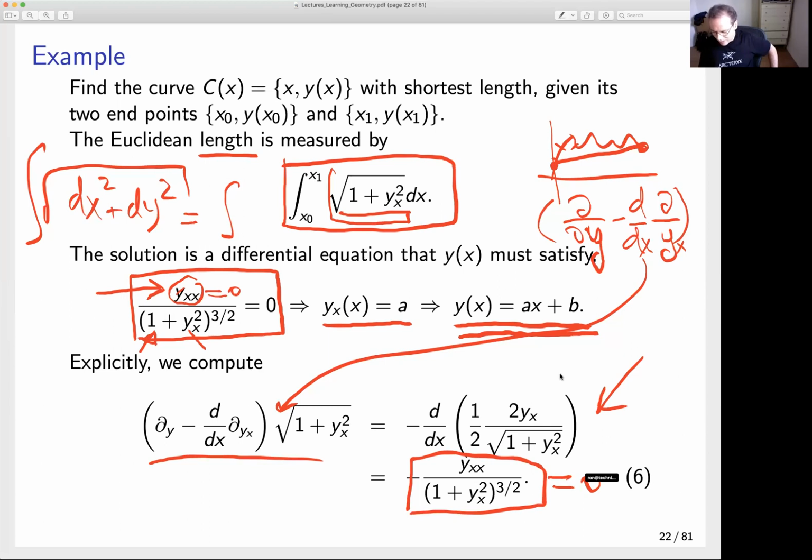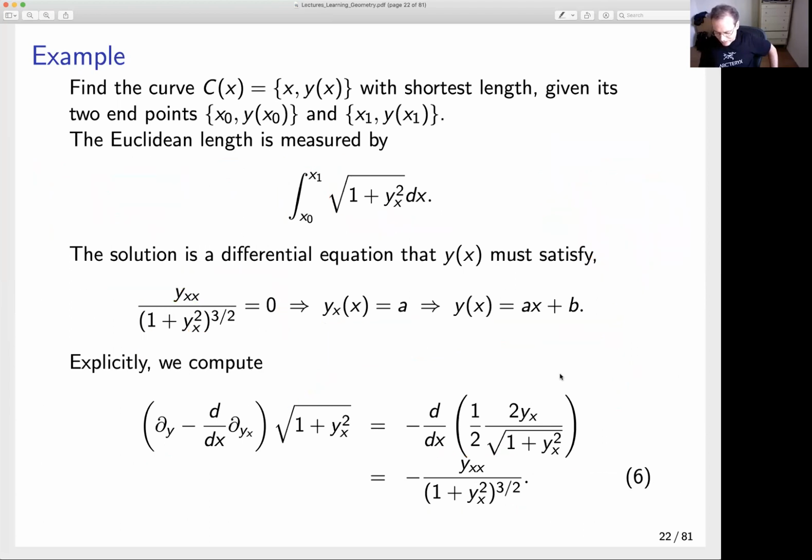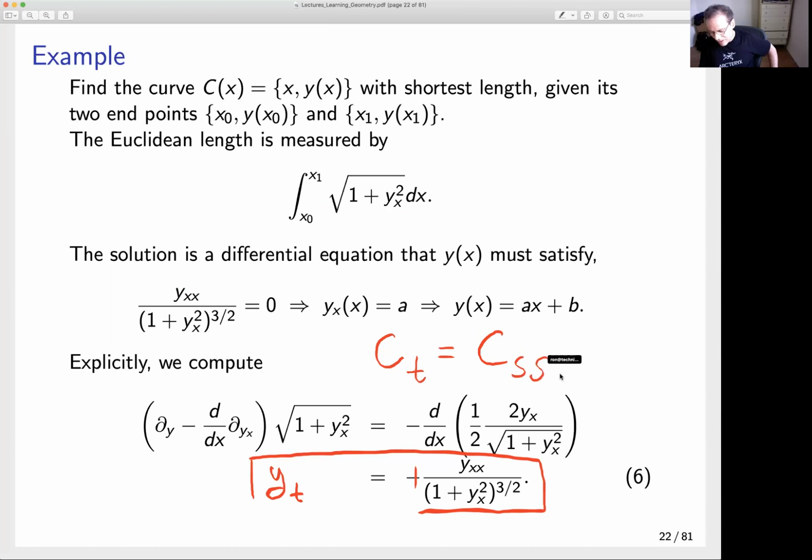More than that, if we now take y and change it according to that equation, it appears that this equation is called the geometric heat equation, or is related to the geometric heat equation. In fact, it takes the curve and it moves it as follows, where S is the Euclidean arc length.